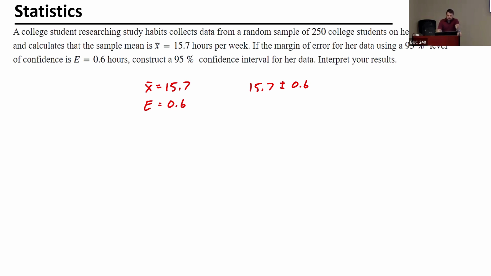When you do that, you're gonna get 15.1 and 16.3, obviously. And look at how I'm gonna write this. You can write it either way. I think it's parentheses, so I'm gonna put parentheses right now, but maybe brackets.